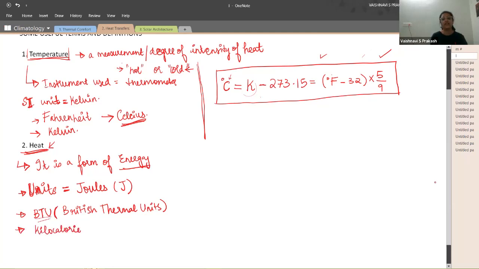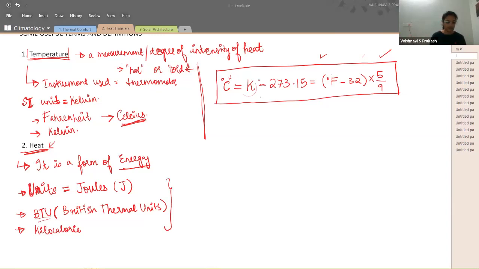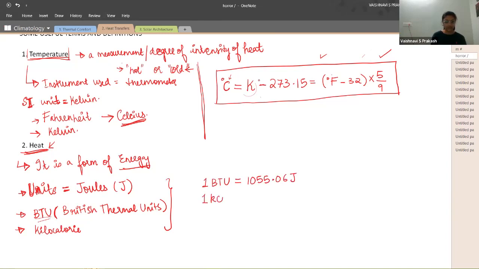This is mainly when combustion happens, like calorific values of substances when they burn, etc. Again, there is a conversion formula between all of these, and that is 1 BTU, or British thermal unit, is equal to 1055.06 joules, and 1 kilocalorie or kcal.